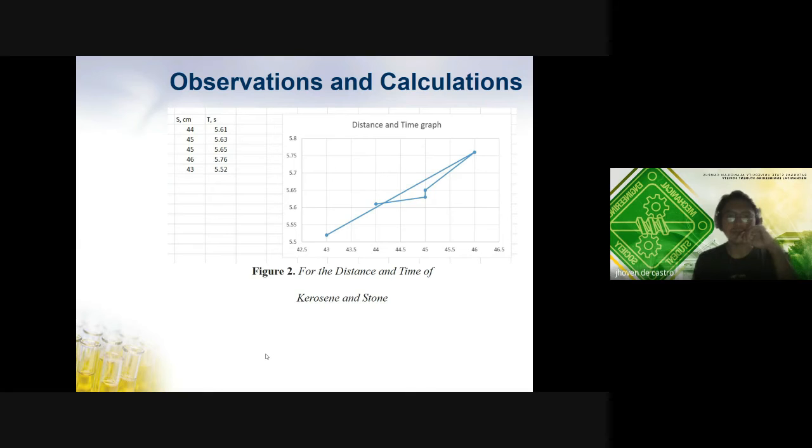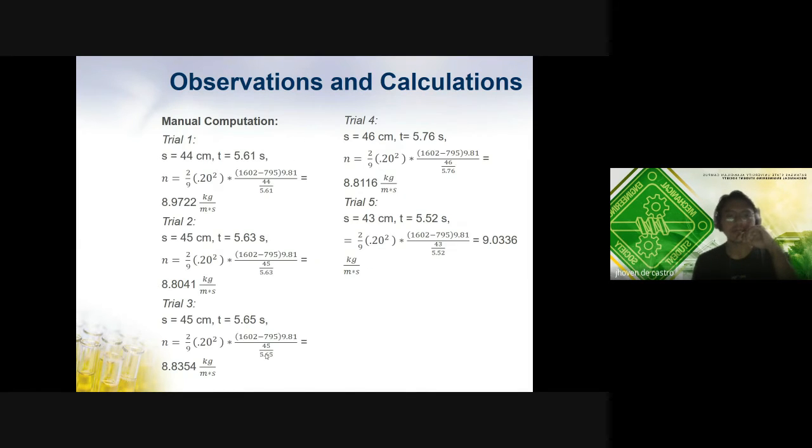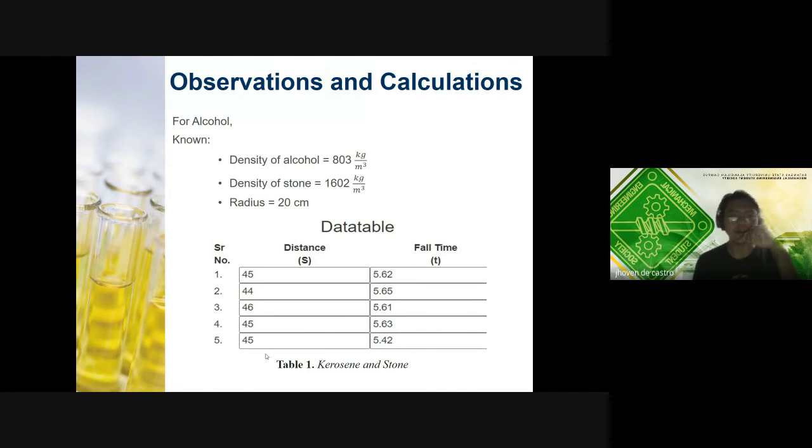So the graph for the distance and time of kerosene and stone. For the manual computation, for trial 1 to 5, we also use the formula 2 over 9 times r squared times rho 2 minus rho 1 times dl over v. And lastly, for the alcohol, the known values are density of alcohol, 803 kilogram per meter cube. The density of the stone is the same, and the radius we used is also the same.